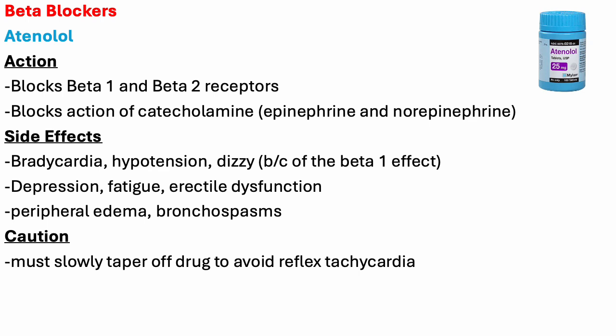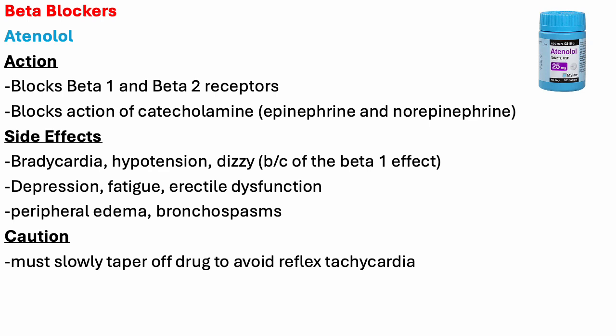Side effects of atenolol is bradycardia, hypotension, and dizziness. This is usually just because of the beta 1 effect that it causes. It could also cause depression, fatigue, and erectile dysfunction, as well as peripheral edema and bronchospasms. Pretty serious side effects. A lot of people don't like taking this drug because of the depression and fatigue that it could cause.